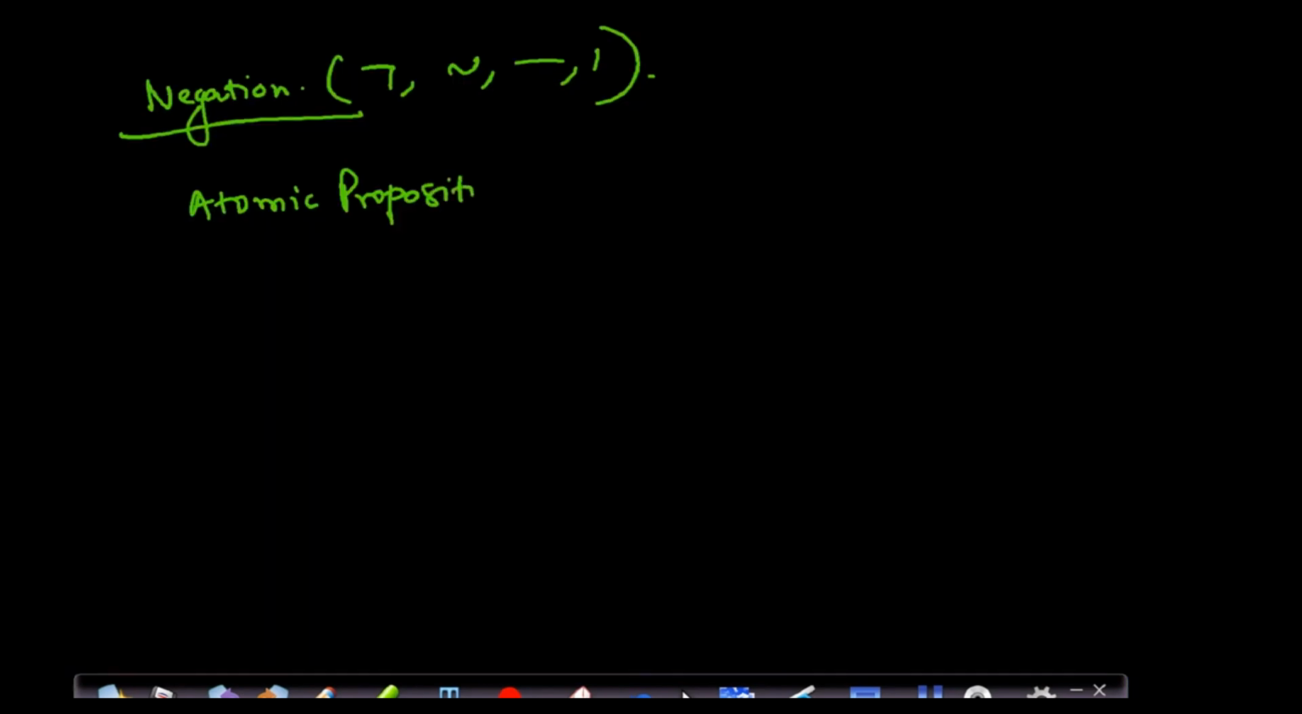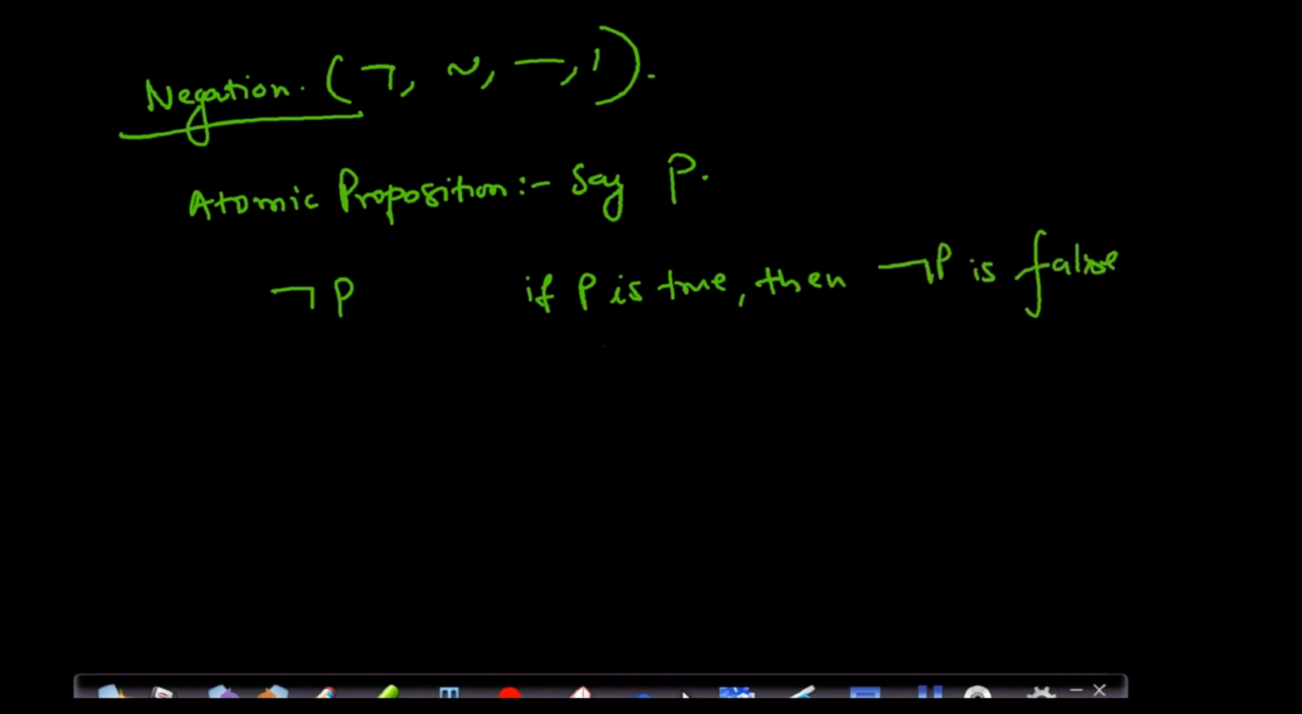Take any atomic proposition, say P. What is not P? If P is true, then not of P is false. If P is false, then not of P is true.